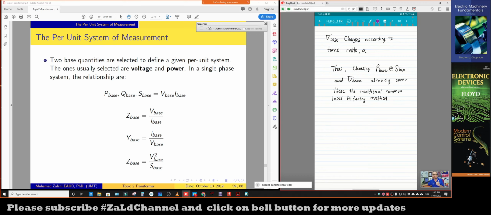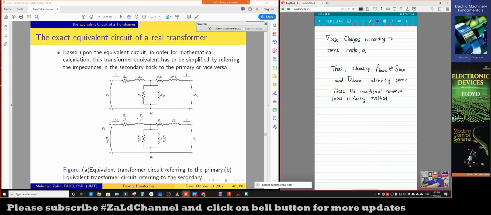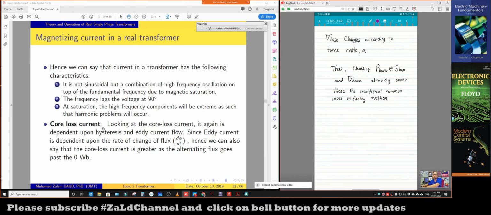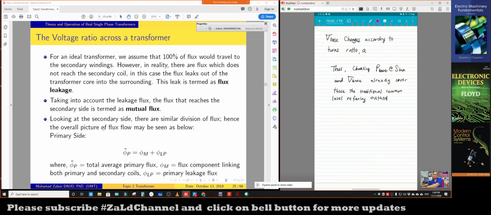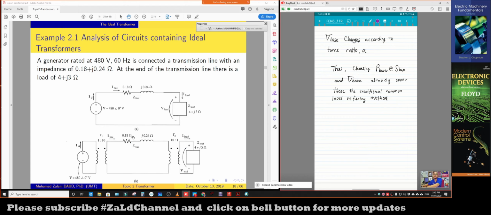In this case, we choose P base and V base. Once we choose P base and V base, it is actually because V base is considered with the turns ratio. Actually, when we do a calculation in terms of per unit value, it already covers the tedious work that we did in our previous method, where we transformed Z.